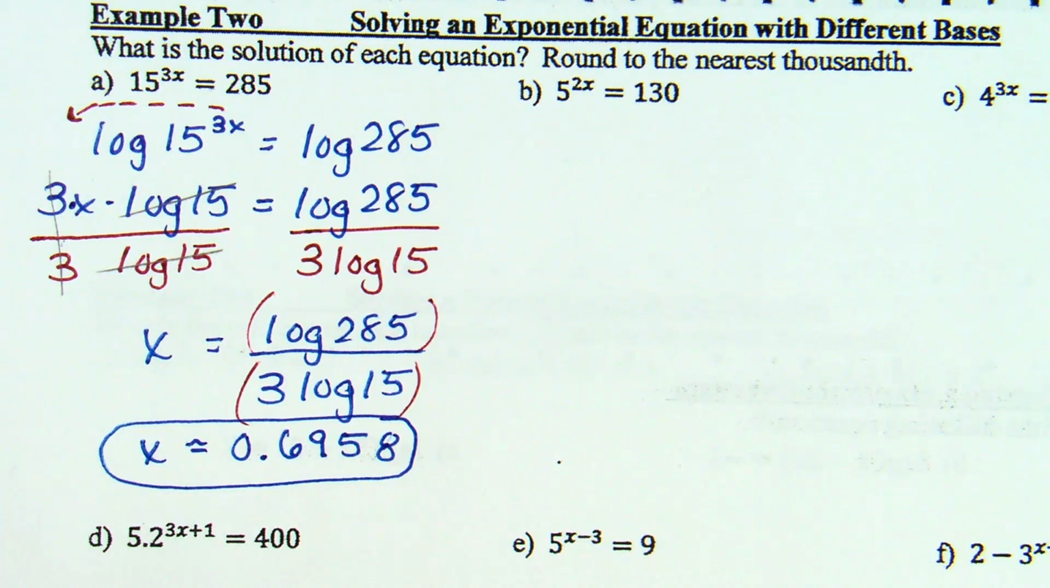Okay, let's try B to practice, and then we will probably jump down to the bottom row. So 5 to the 2x equals 130. First question to ask yourself: can they be rewritten in the same base? 5 is 5. It's not going anywhere. Can 130 be rewritten as 5 to some power? No. So, what's my job then?